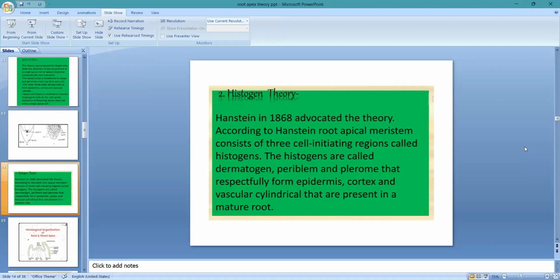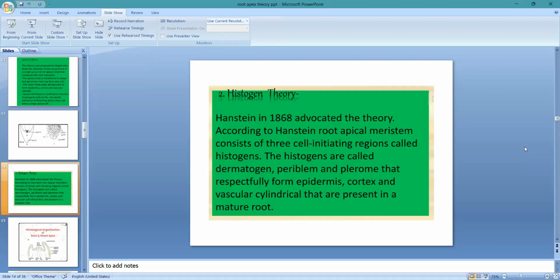In the dicots, there are 3 groups of initials. Peribulum and plerome have separate groups of initials, whereas the dermatogen and root cap arise from a common group of initials. See here. So in the dicotyledons, there are 3 initials. Peribulum and plerome have separate groups of initials, whereas the dermatogen and root cap arise from a common group of initials.